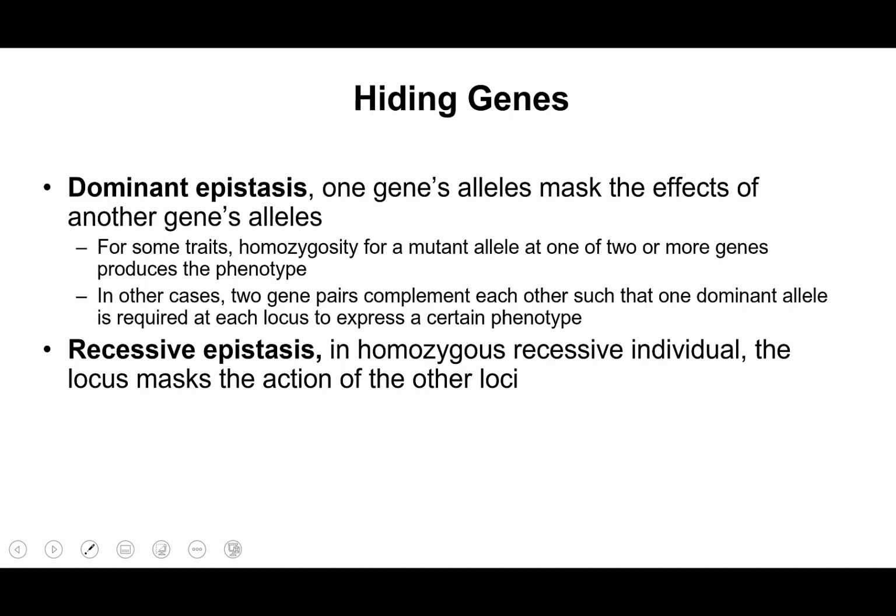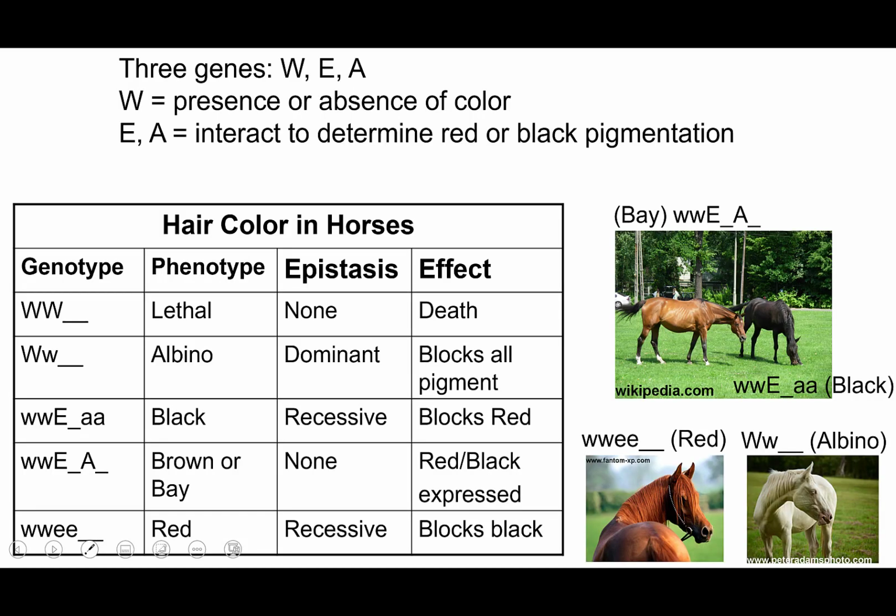Now, another deviation from Mendelian genetics would be what we call epistatic genes. Epistatic genes are genes that hide, they mask the effects of another gene's alleles. And we can break these into what we call dominant epistatic genes and recessive epistatic genes. In a dominant epistatic gene, if we are homozygous for the mutant allele at one or two more of those genes, we're going to be able to produce the phenotype, and it'll be the dominant phenotype that we see. Recessive would be the opposite.